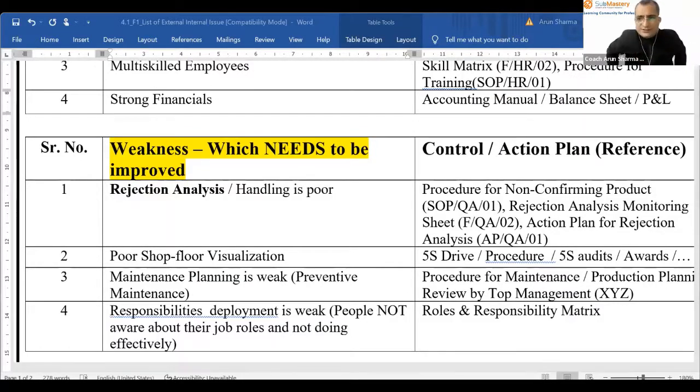Okay, so let's do a quick summary. What we have studied today. So we talked about what is context of the organization, right? When you talk about the context of the organization, it means that it's a combination of internal and external issues, which can have an effect on organization in achieving its objective. Okay, so what is internal and external issues?